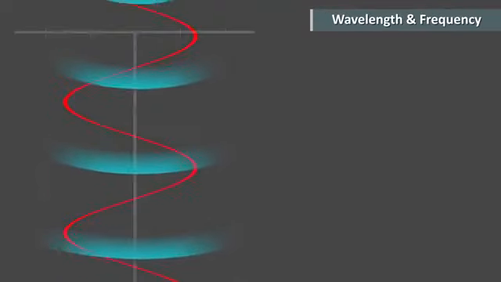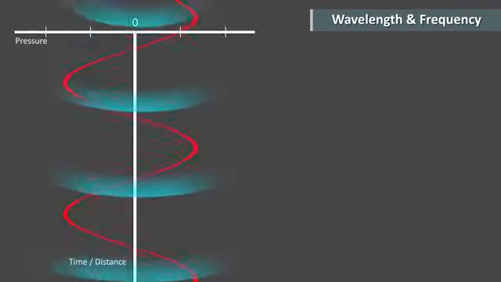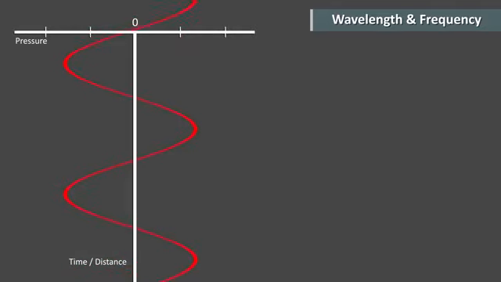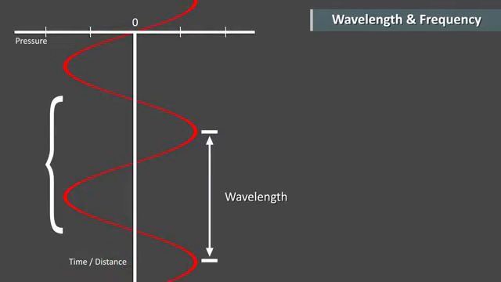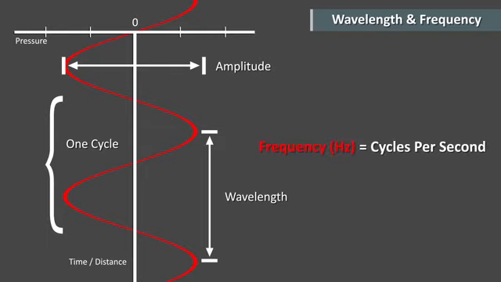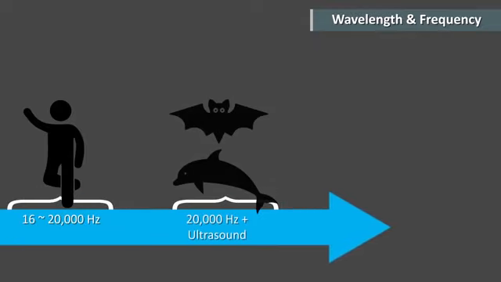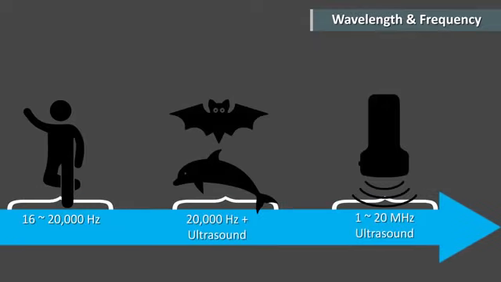One cycle of a sound wave is composed of a complete positive and negative pressure change. The distance traveled during one cycle is called the wavelength. The frequency of the wave is measured in cycles per second, or hertz. Audible ranges of wavelengths heard by humans are between 16 and 20,000 hertz. Ranges higher than 20 kilohertz are not heard by humans and are considered ultrasound.